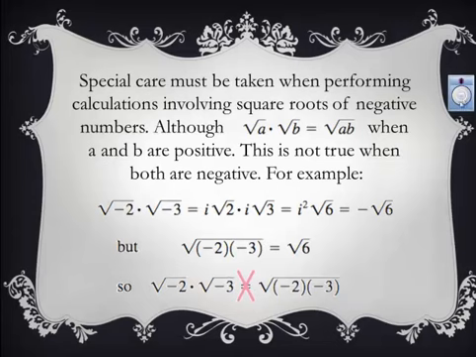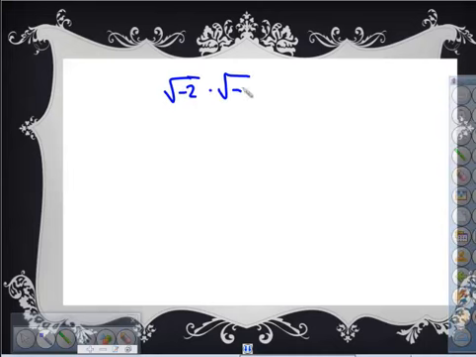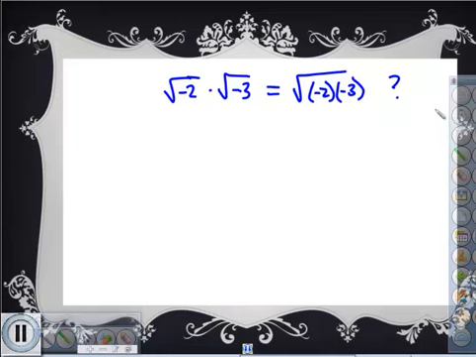Let's move on. Alright, so what this slide is saying is basically this. Let me sum it up. If you have the square root of negative 2 times the square root of negative 3, does it equal the square root of negative 2 times negative 3? Right? So is this true? That's basically what that slide was just saying. So that's the big question. So why don't you guys talk real quick, see if this will equal the same thing.